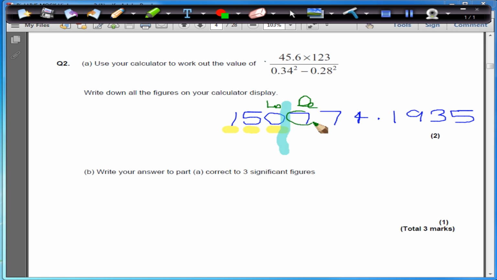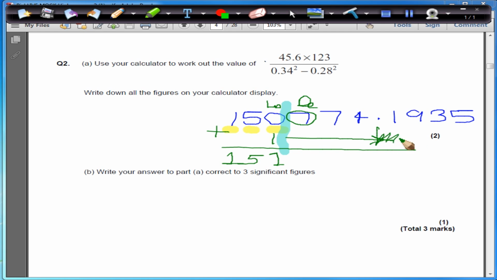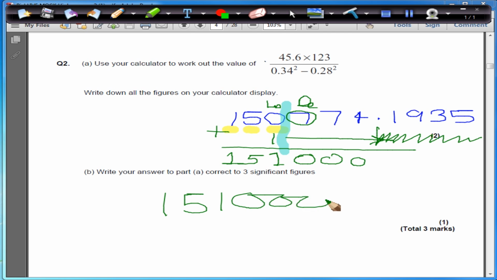If the decider digit is 5 or more, we add 1. So we have 0, add 1, which is 1. 5 and nothing is 5, and 1 and nothing is 1. And then from here to there, we must fill in with zeros up to the decimal point, and these numbers get thrown away. So you have 1 0 here, 1 0 here, and 1 0 here. So the correct answer for that is 151,000 to 3 significant figures. Okay, thank you very much for joining us on this question.